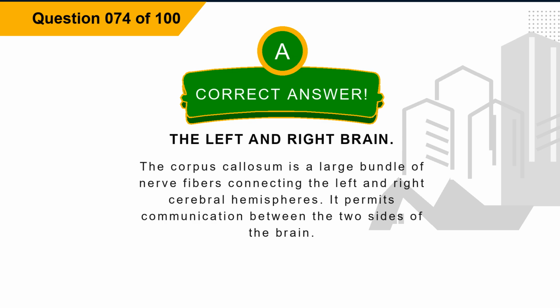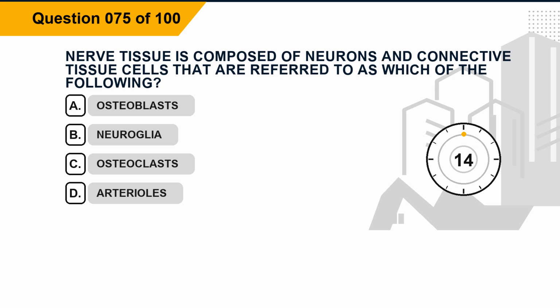Explanation: the corpus callosum is a large bundle of nerve fibers connecting the left and right cerebral hemispheres. It permits communication between the two sides of the brain. Question 75. Nerve tissue is composed of neurons and connective tissue cells that are referred to as which of the following?